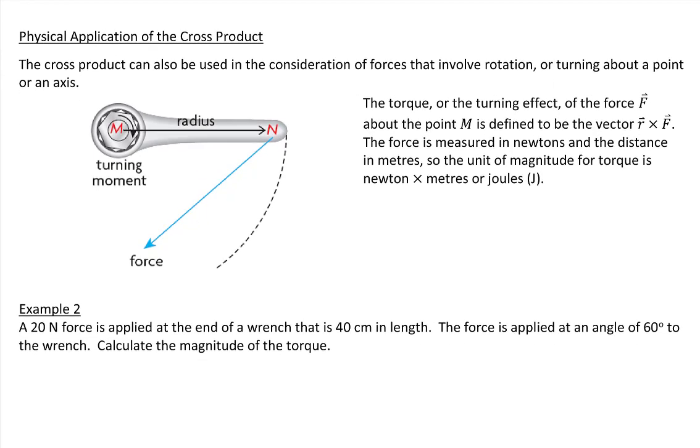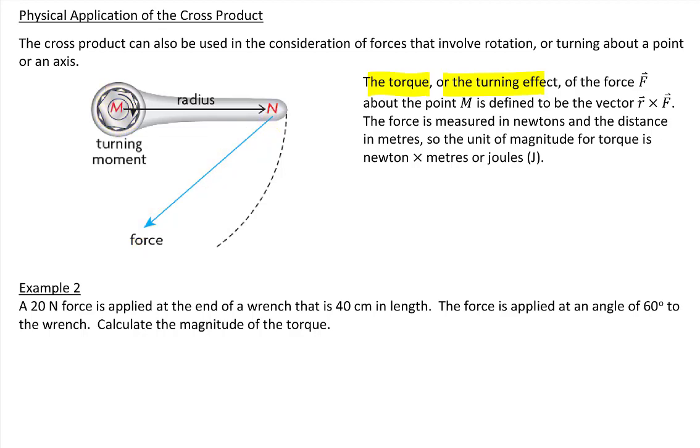The second application of the cross product relates to a concept in physics called torque. So the torque, or the turning effect, of the force F about a point M, so we're applying a force here around this pivot point M, is defined to be the vector R cross F. The force is measured in newtons and the distance, or the radius, is measured in meters. So the units of magnitude for torque is Newton meters, or just joules. So again, here is the value for R. This would be considered vector R, and this would be considered vector F. And notice they both have a direction and magnitude.